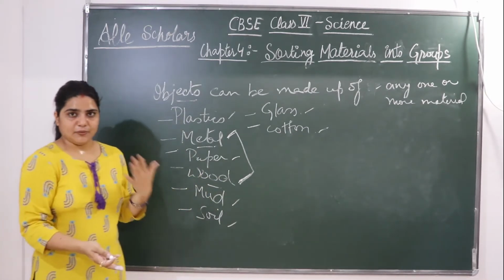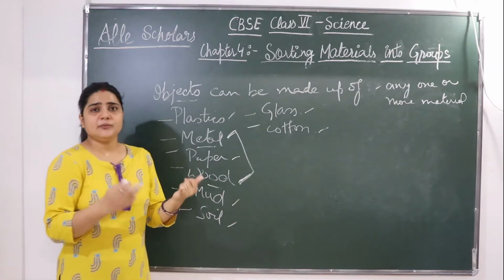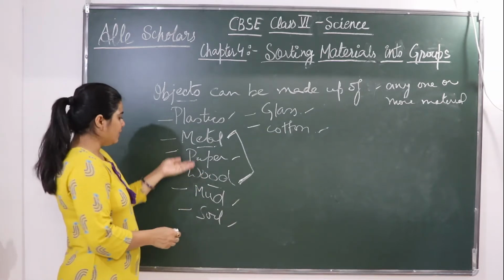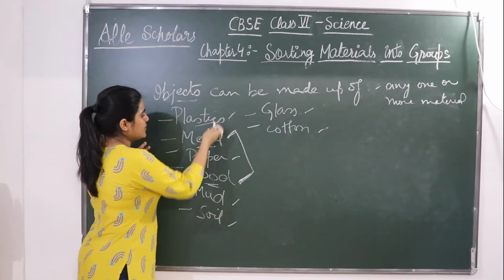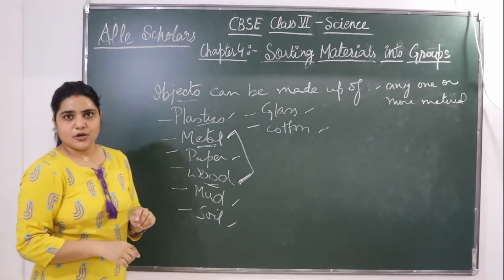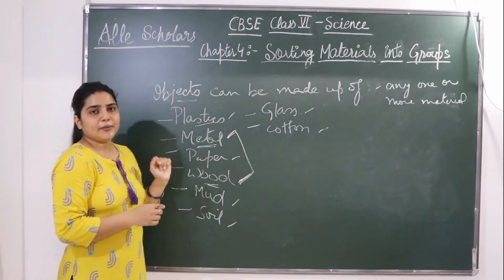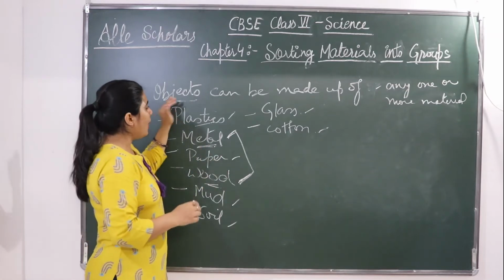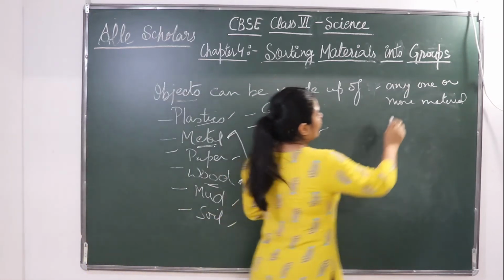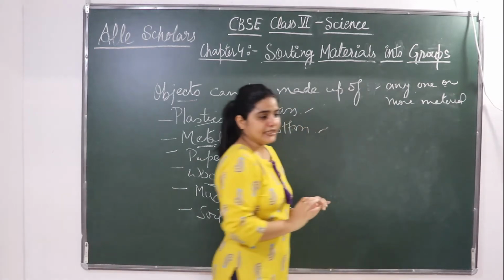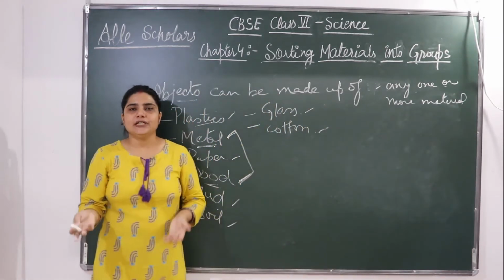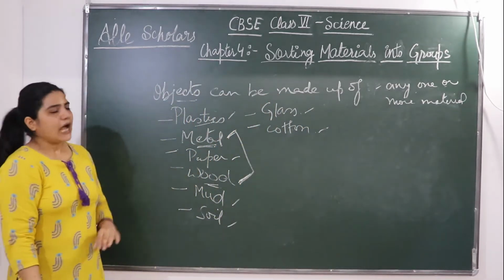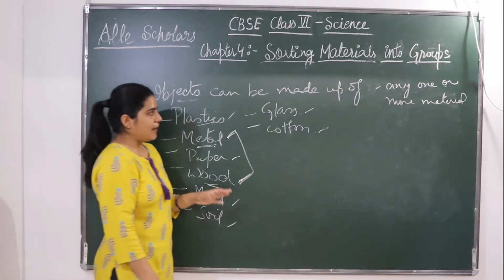Similarly, an object can be made up of 3 materials. A chair may be there, which must be having wood also, plastic also, and some metal pipes must also be there. So it is made up of 3 materials. So objects can be made up of 1 or more materials. So what are the properties of these materials that we are going to see today in this chapter?